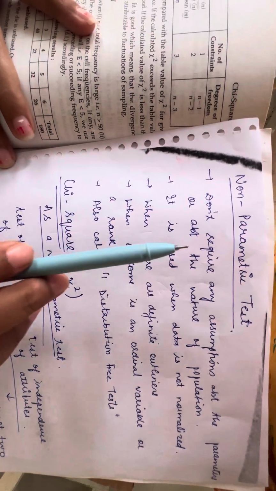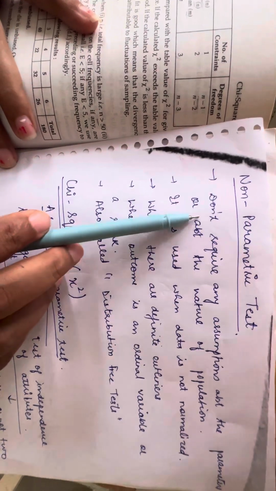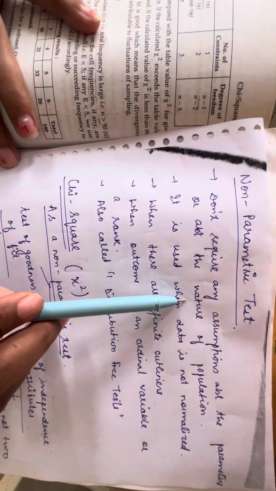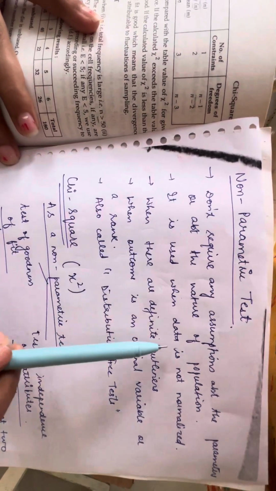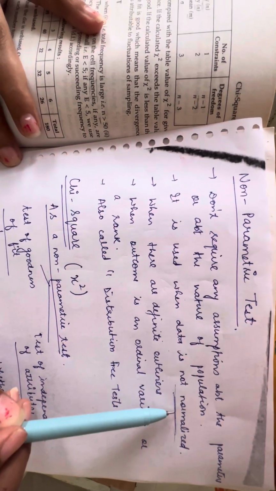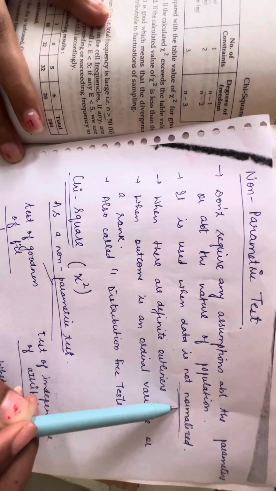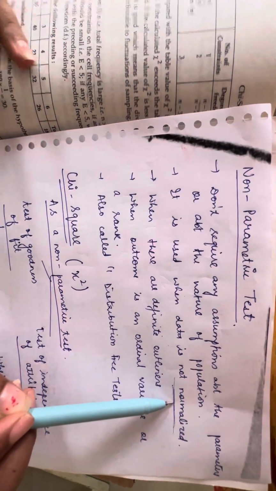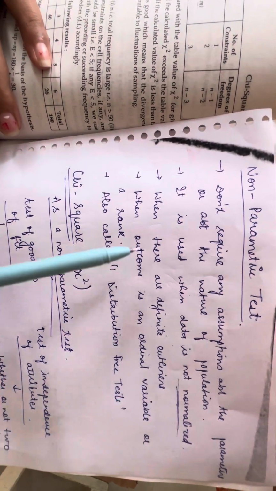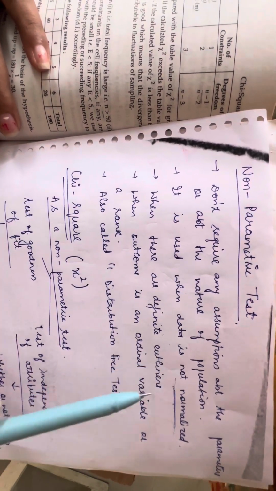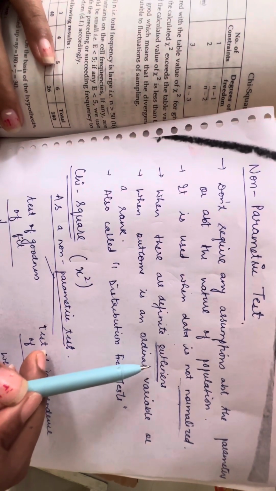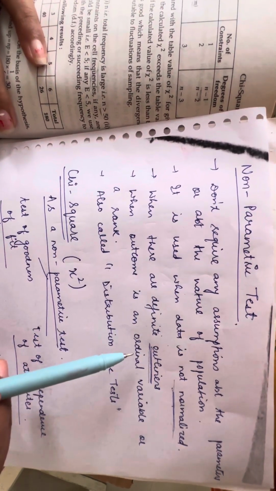For that we have the non-parametric test, under which we don't require any assumptions about the parameters or about the nature of a population. Second, it is used when the data is not normalized. You will come to know the word normalized in SPSS. When you work with SPSS, you will know what is normalized and not normalized. In simple words, when homoscedasticity is not followed and when there are definite outliers. While doing the analysis, there are some outliers which we cannot remove. In that case, the non-parametric test is to be applied.